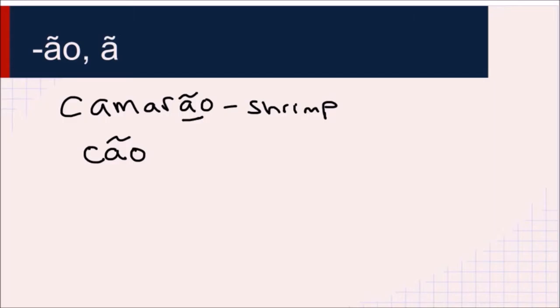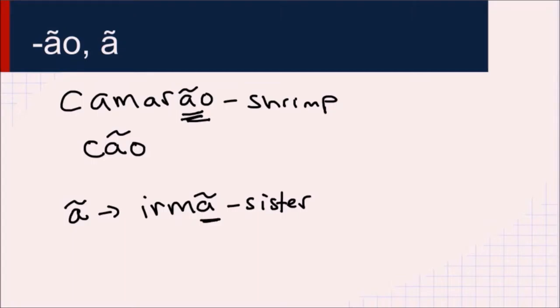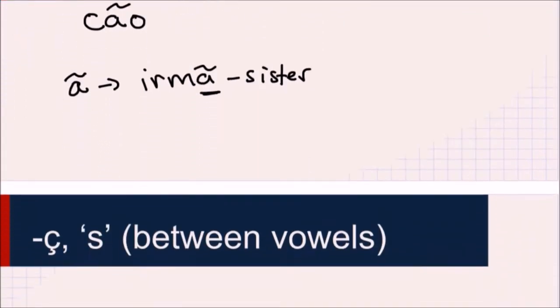The other one is the A with the tilde. Okay, so that is to sound like this. Irmã, irmã. So once again, it's a nasal sound. So with the A, O, camarão, and with just the A, camarão, irmã. Definitely takes time to learn. That is one of the more important ones you'll hear.